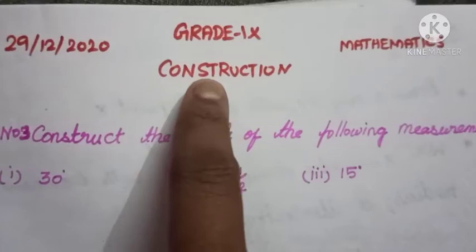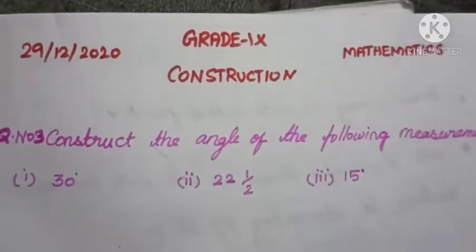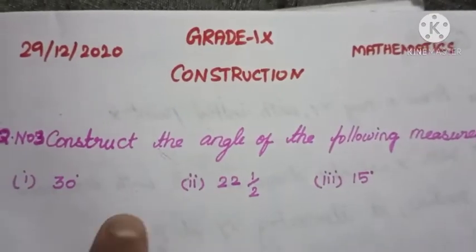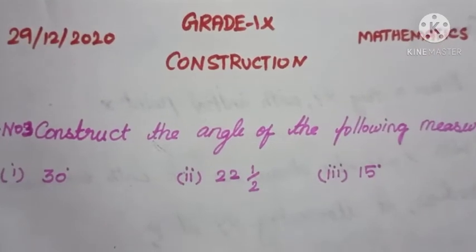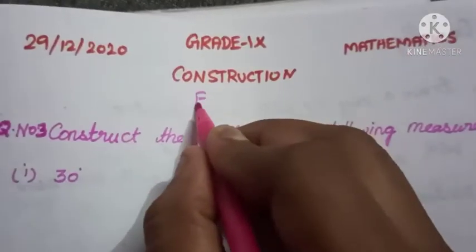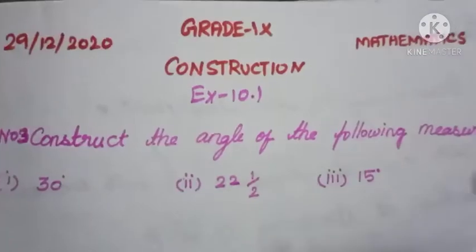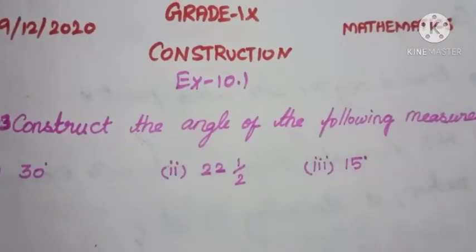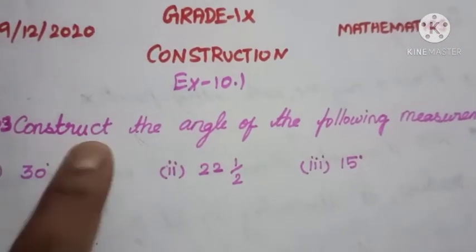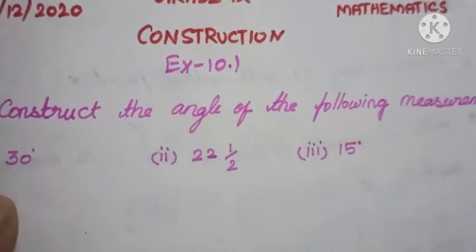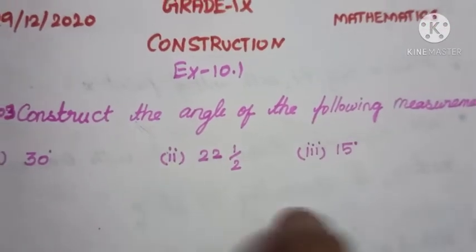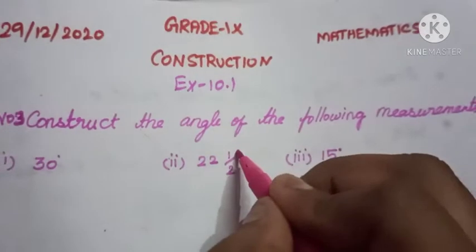So today we continue the same topic, construction, in exercise 10.1. I just continue the question number 3. Construct the angle of the following measurements: 30 degree, 22.5 degree and then 15 degree.